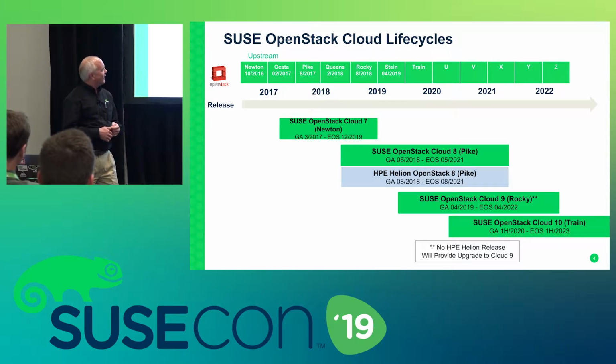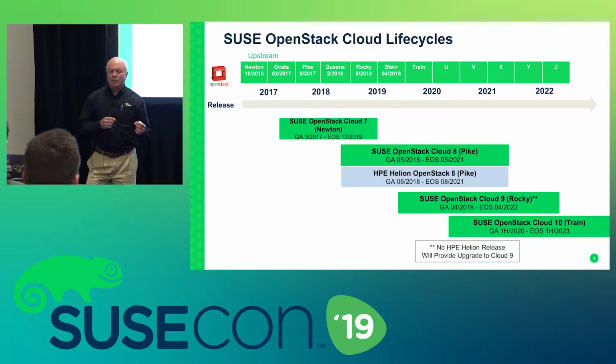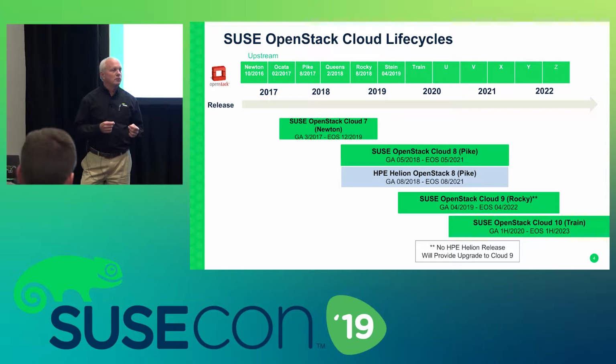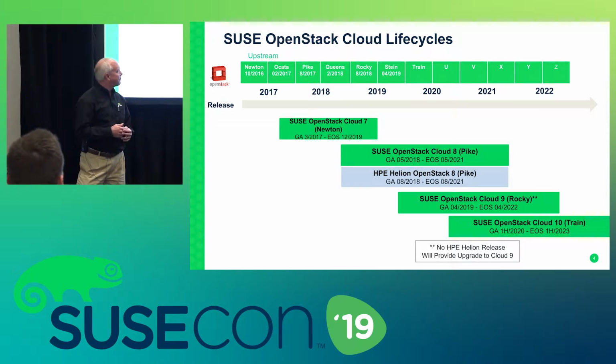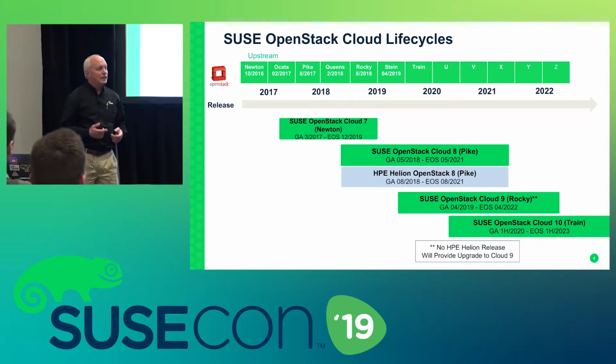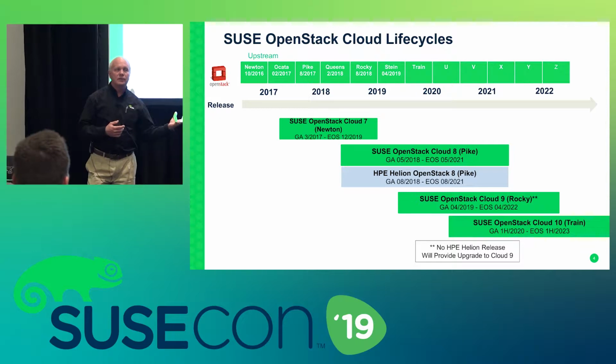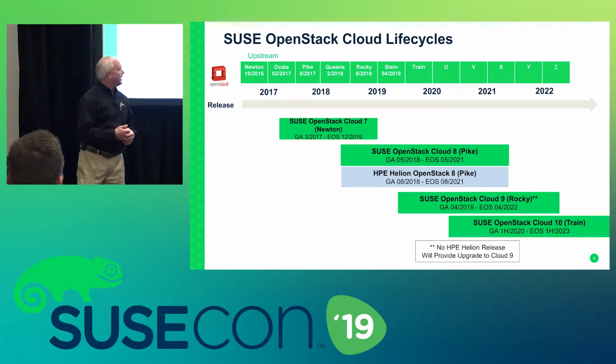The other thing that we're doing, you can see that with Cloud 8, we have Helion OpenStack 8 and also SUSE OpenStack Cloud 8. The Helion code base with Cloud 8 was very similar to SUSE Cloud 8. The difference with HPE code is really some light branding. With Cloud 9, there will be no HPE release. So we're going to actually provide an upgrade path for HPE Helion customers from 8 to Cloud 9. So that's a big change.